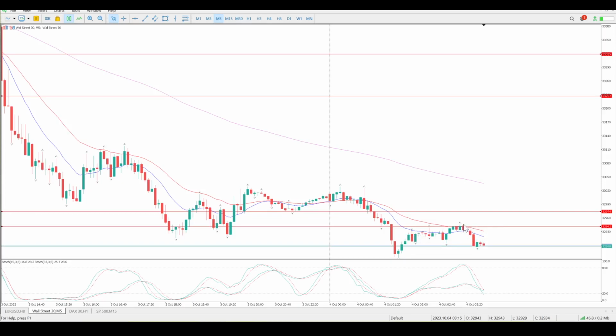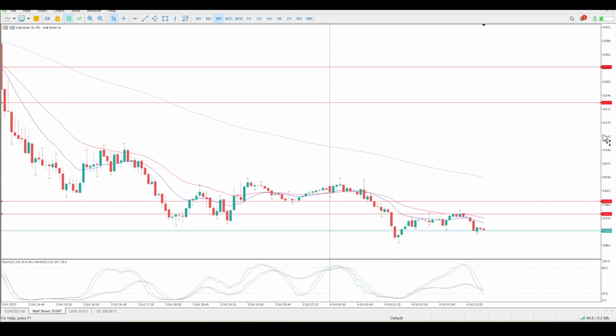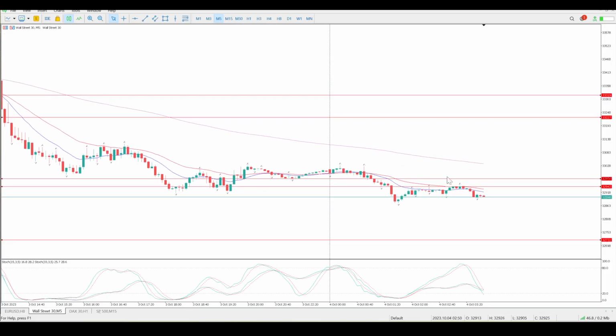So I think wait for Europe to open, have a look, see. I think you may have the possibility of getting in if Europe continues sliding, which I think the DAX is going to do today. This is going to follow suit, and we are targeting 32,722. That is the next major level on my charts anyway.